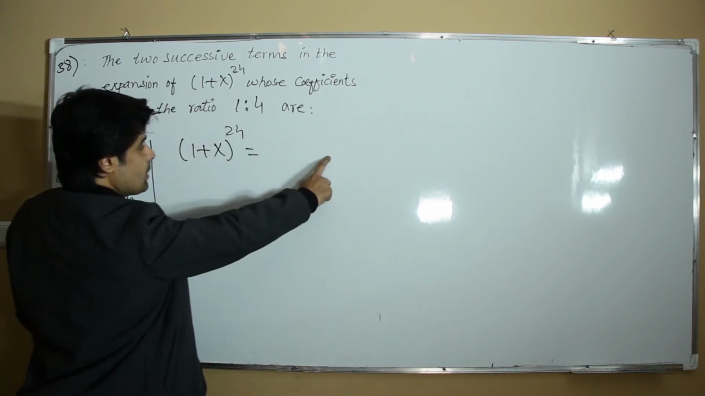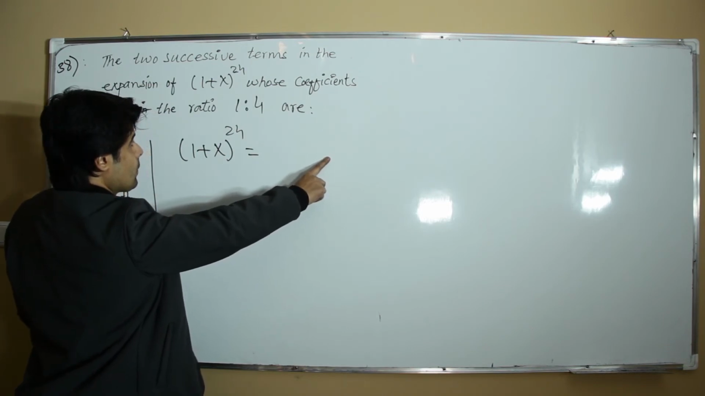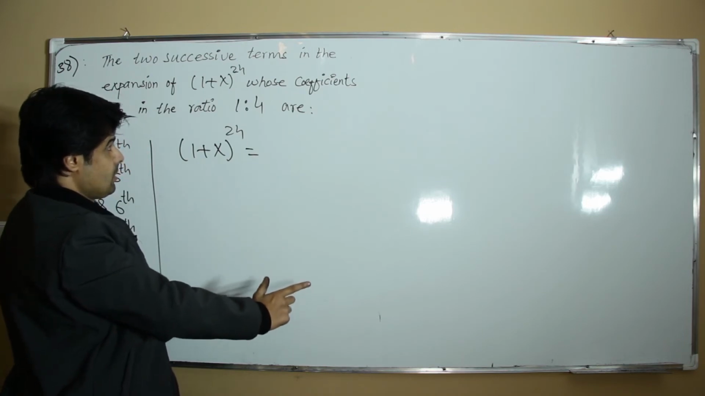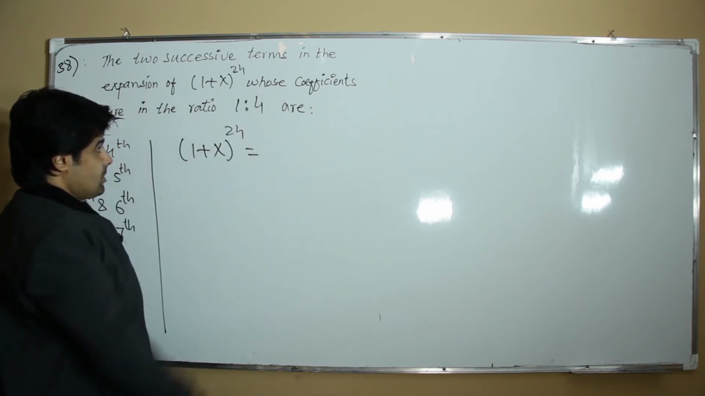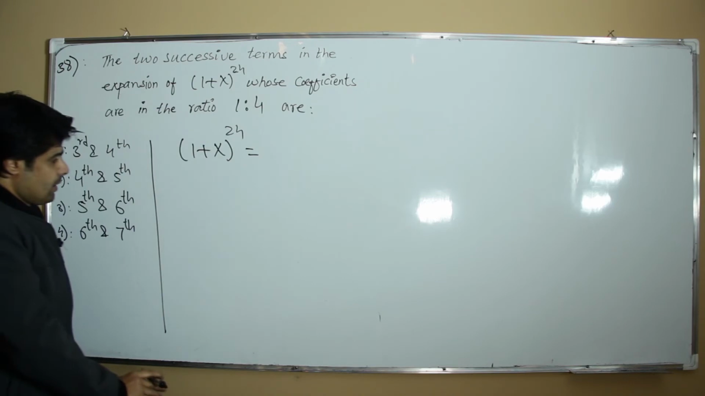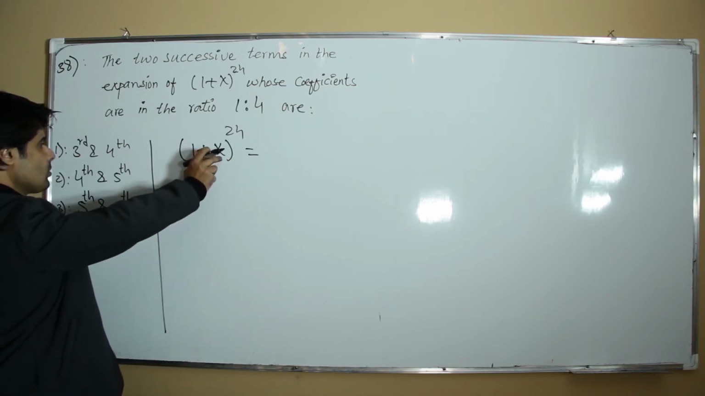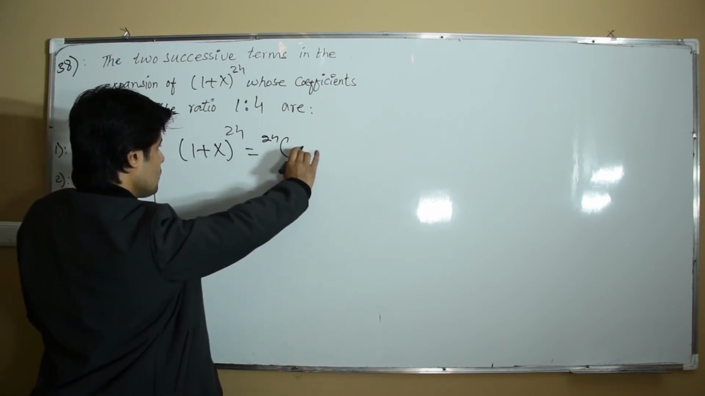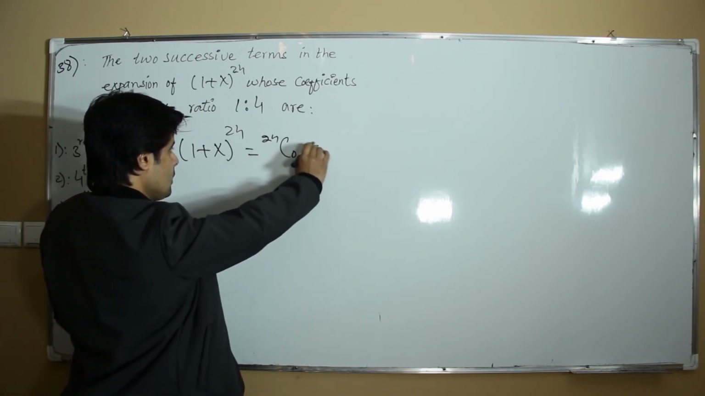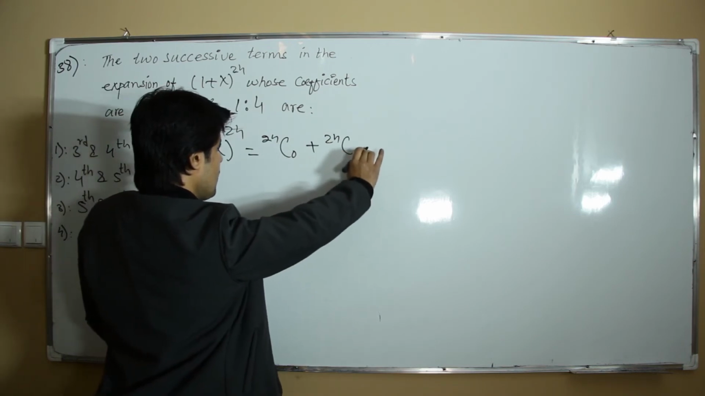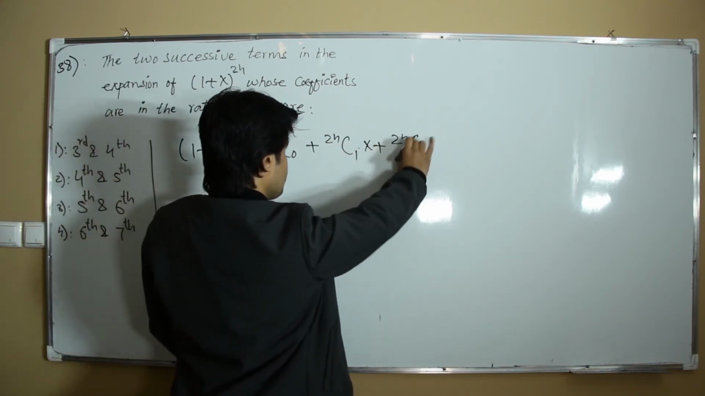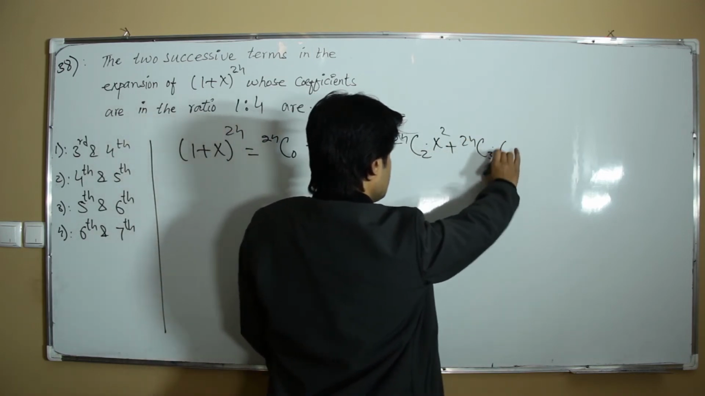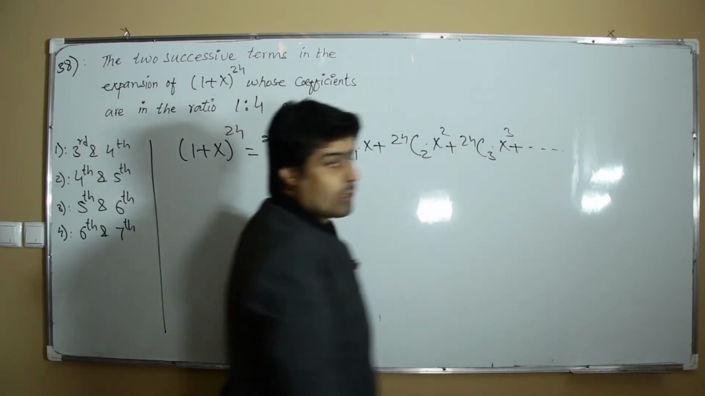Now like this one, the question is: if you expand this one, what are the terms whose coefficients are in this ratio? We know that if you want to expand this one, it is 24c0, 1 raised to the power 24. The next one is 24c1 x. The next one is 24c2 x squared, 24c3 x cubed plus dot dot dot.